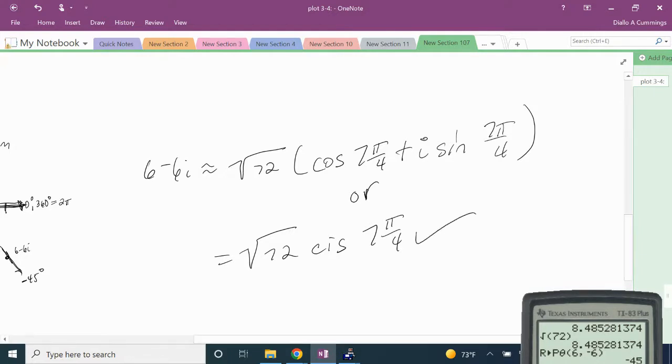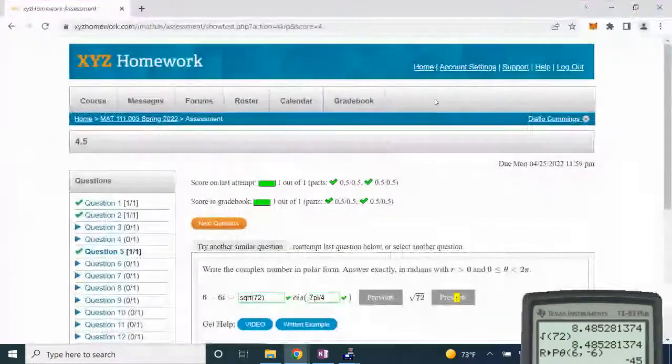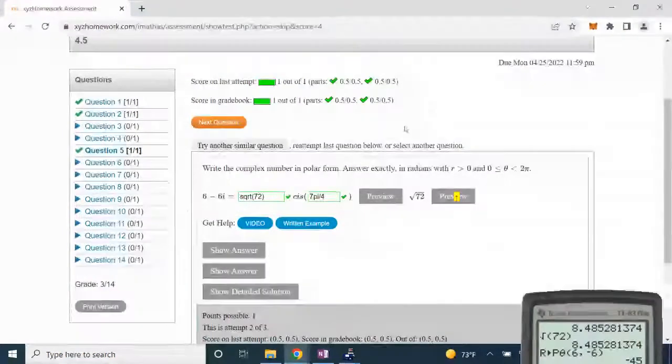This is actually what the homework problems want. So I'm going to put that in as the square root of 72 cis 7 pi over 4. All right, so that's the square root of 72 cis 7 pi over 4.